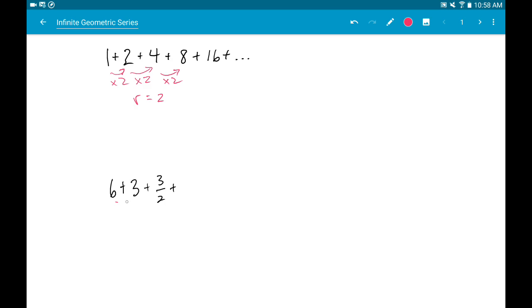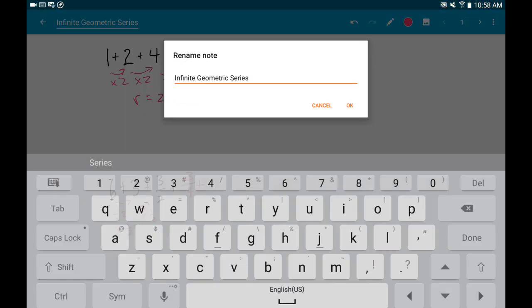And here, not quite as obvious, but if you divide by 2, or multiply by 1/2, and multiply by 1/2 again, you get a 3/4, and then this could go on for a while. Anytime you have this multiplication pattern, it's a geometric series.